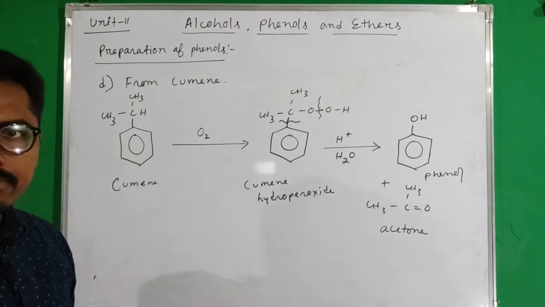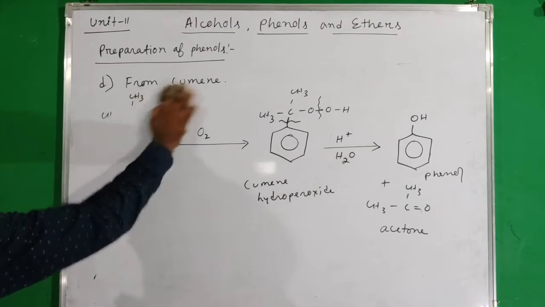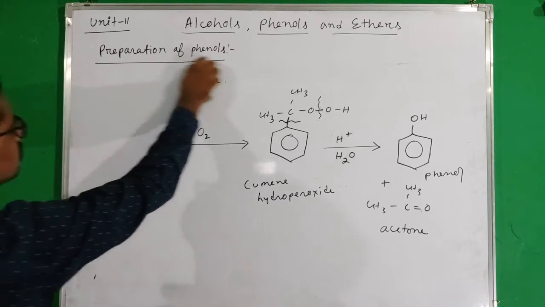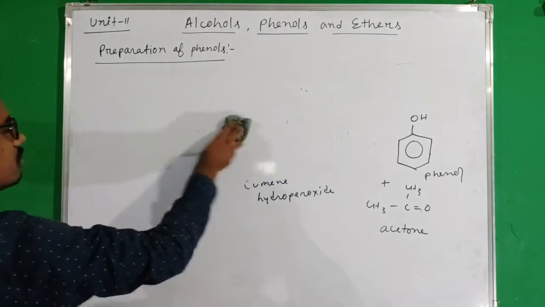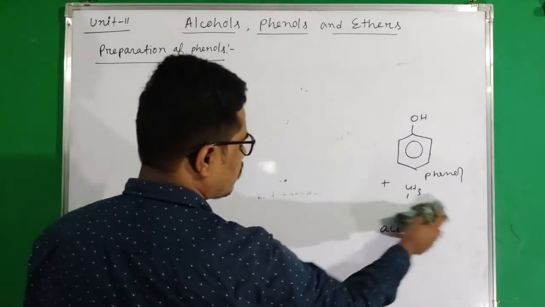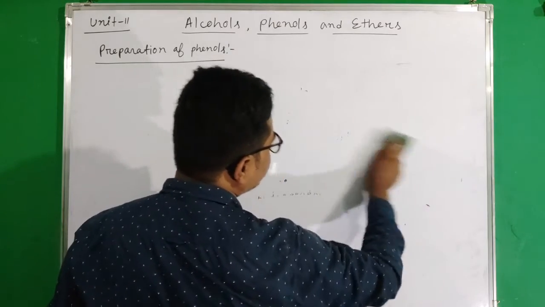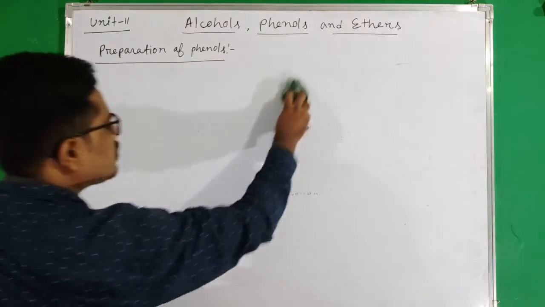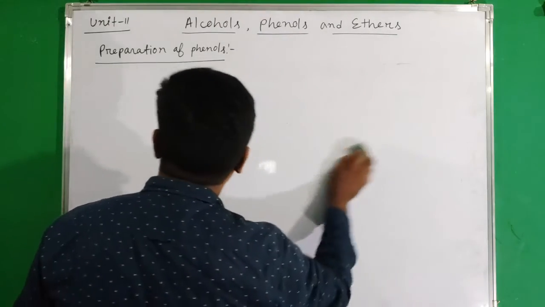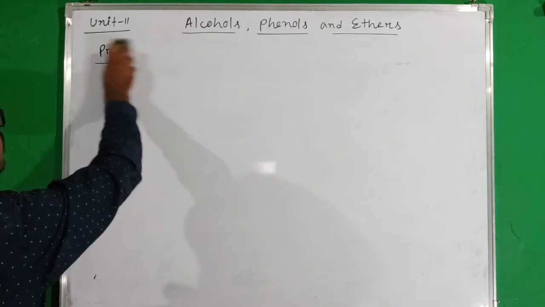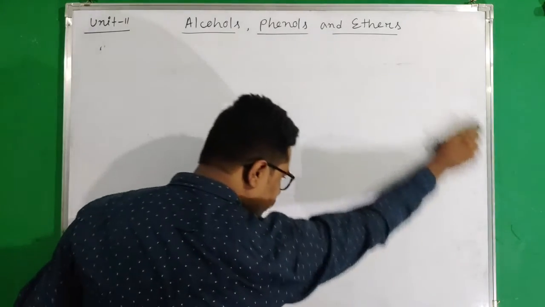So these are 4 important methods for preparation of phenols. So we have completed chemical methods for preparation of alcohols and phenols. So chemical methods for preparation of alcohols we have already studied in our previous class, that means last class, and in today's class we have studied preparation of phenol, okay.